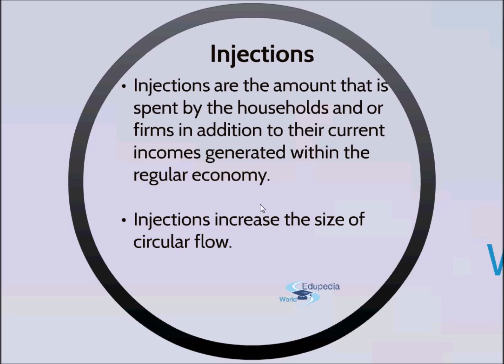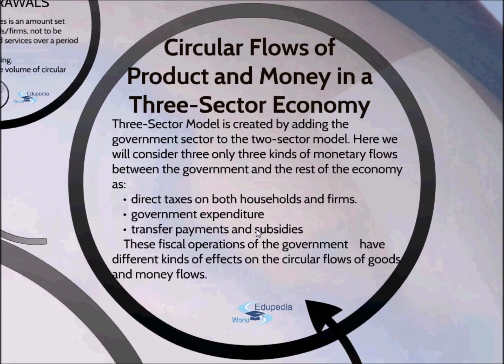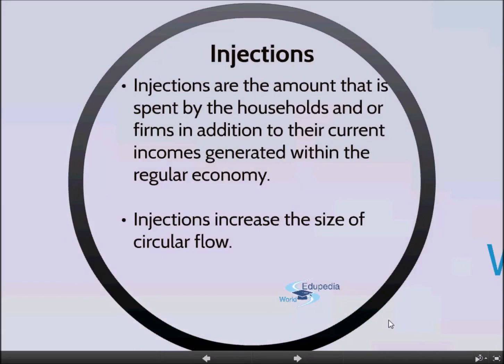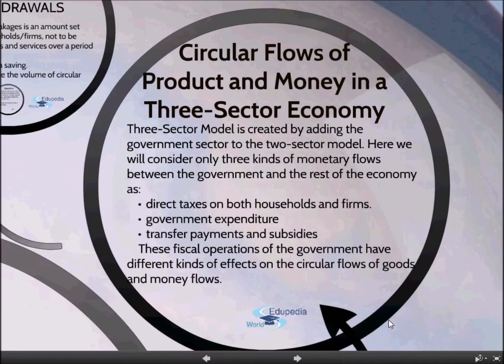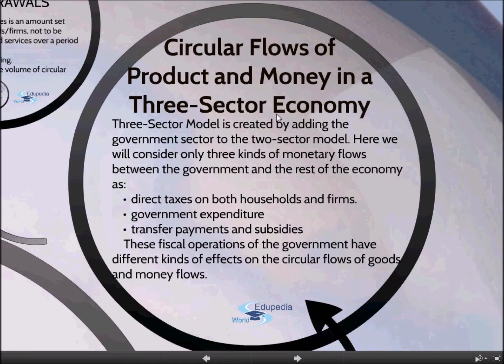So this is withdrawal and injection, and I have discussed these terms because in the other models of the economy you will come across these terms again and again. I suppose you understand the concept of circular flow in a simple economy model. Now let's understand what happens in a three-sector economy model. Up till now we were considering just two sectors, firms and households. After understanding the circular flow in a simple economy model, which will help you understand more complex forms of circular flows, let's come to the circular flows of product and money in a three-sector economy.